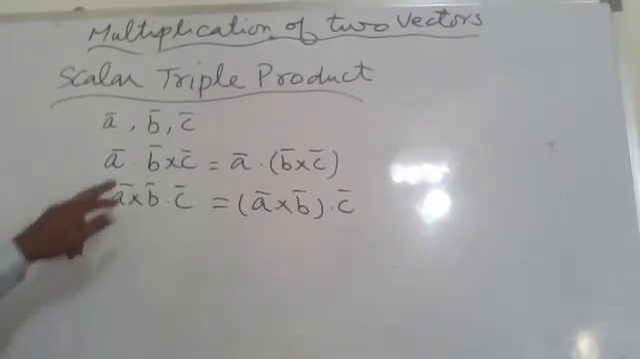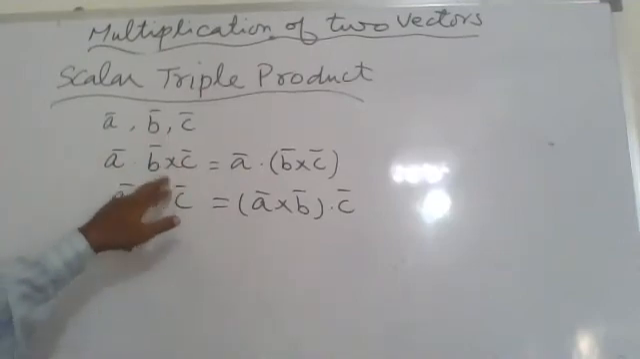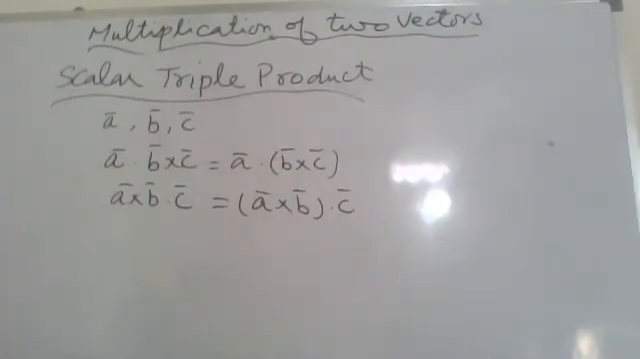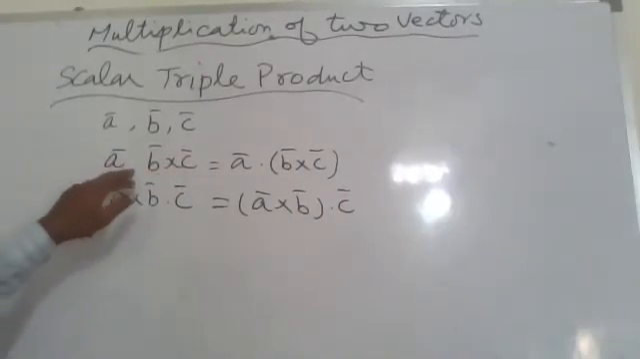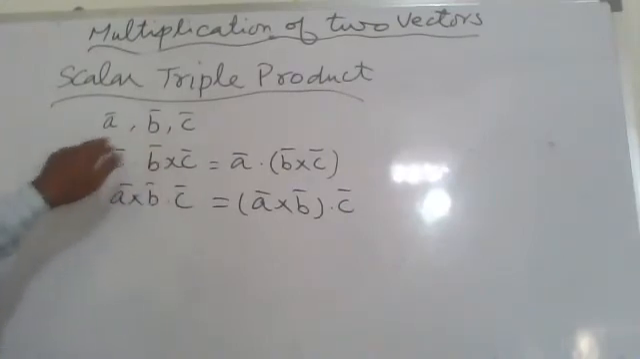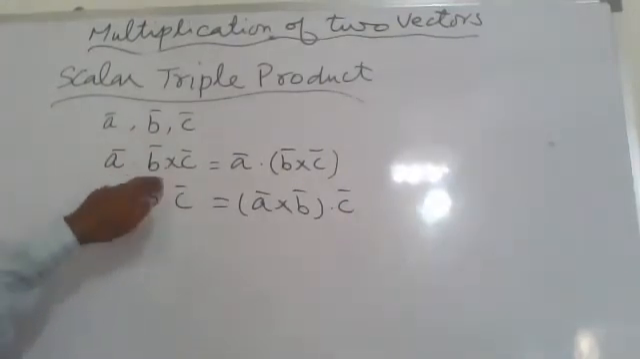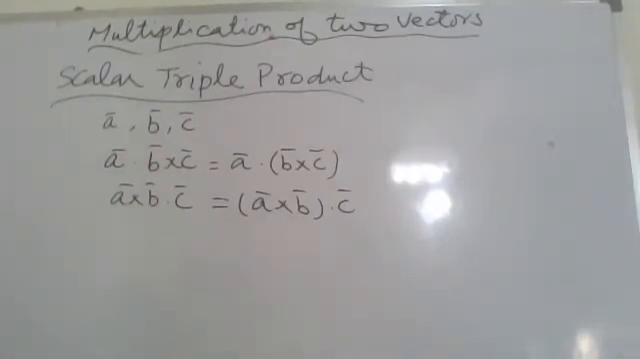Whenever you have the two signs, dot and cross, first you simplify the cross, then you take the dot. When we take the cross, we get a vector, so the dot between the two vectors is meaningful. If we take the dot first, we get a scalar, and it is meaningless to take the cross between the scalar and the vector. Cross and dot are always between two vectors.